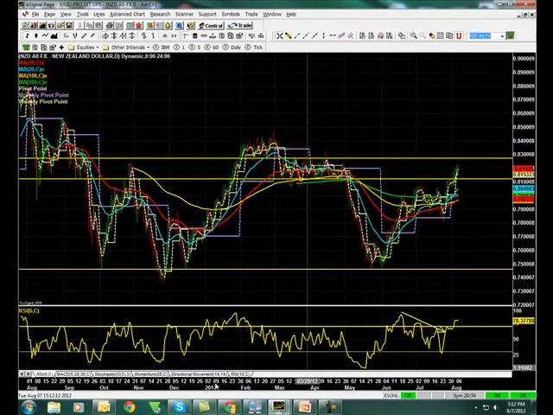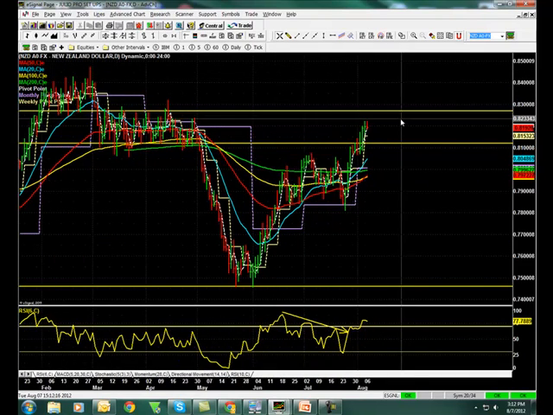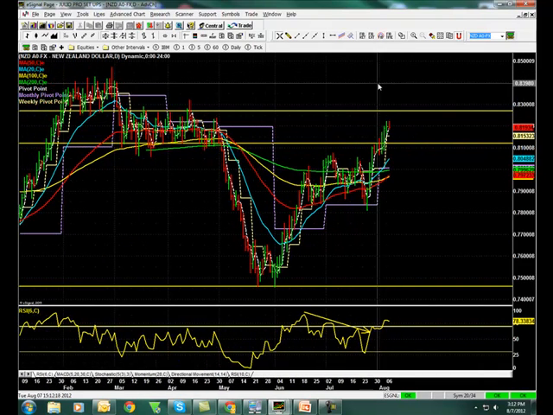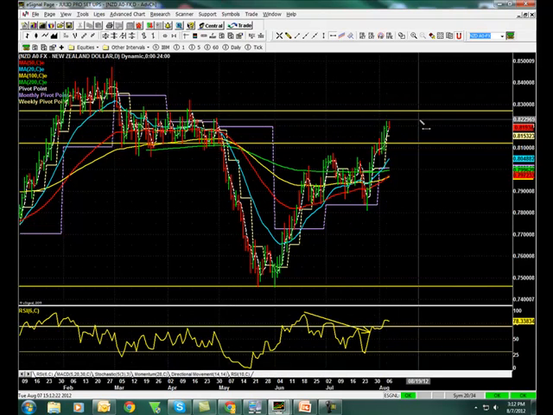Let's make it a bit smaller. Yeah, there's a pretty solid level there. I don't like to short it when it's in the middle of nowhere, but actually there is another level there as well. So you put another level here.